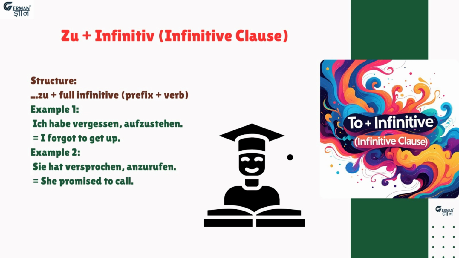For example, ich habe vergessen aufzustehen, means I forgot to get up. Another verb is anrufen. Again you will write the zu in between an and rufen, and you will use the verb anzurufen. For example, sie hat versprochen anzurufen, means she promised to call.